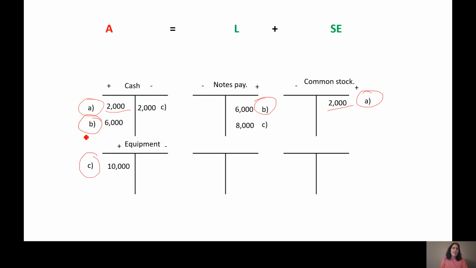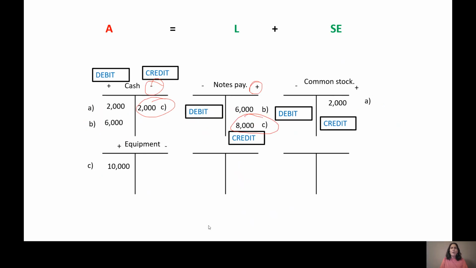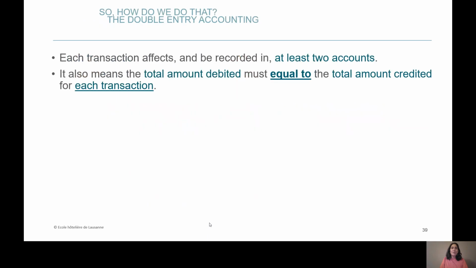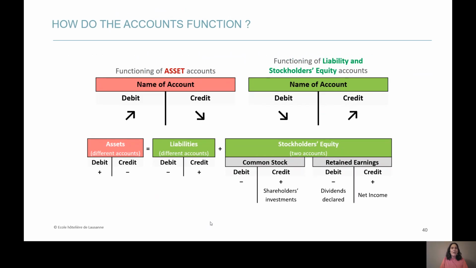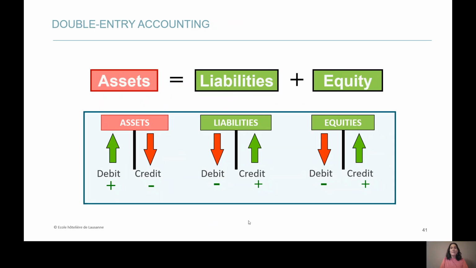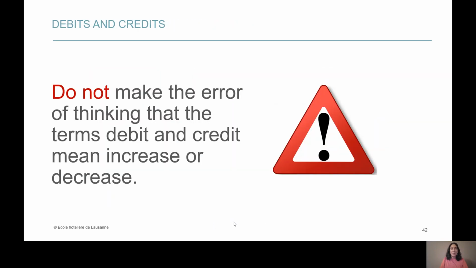And for transaction C, I debited 10,000 in my equipment, credited 2,000 in my cash account, and credited 8,000 in my notes payable. So remember the concept of to debit and to credit, and don't make the error of thinking that to debit means more, to debit means less. Here, if I'm dealing with a red account, for example, the assets here, an asset functions plus, minus. The green accounts, which are on the right-hand side of the accounting equation, function minus, plus. And that is the concept of to debit and to credit.